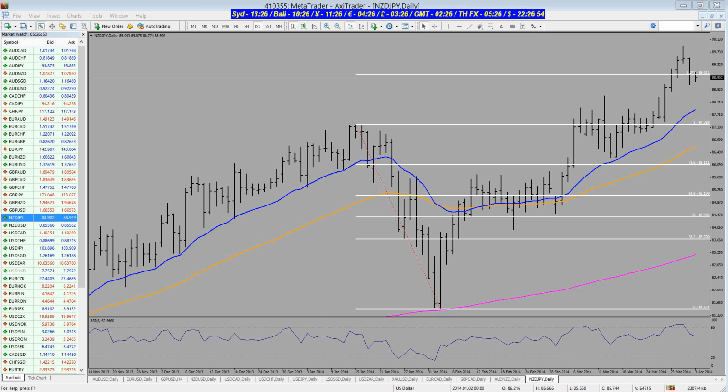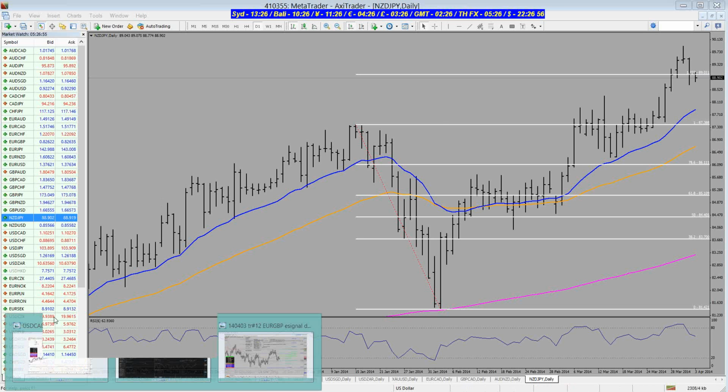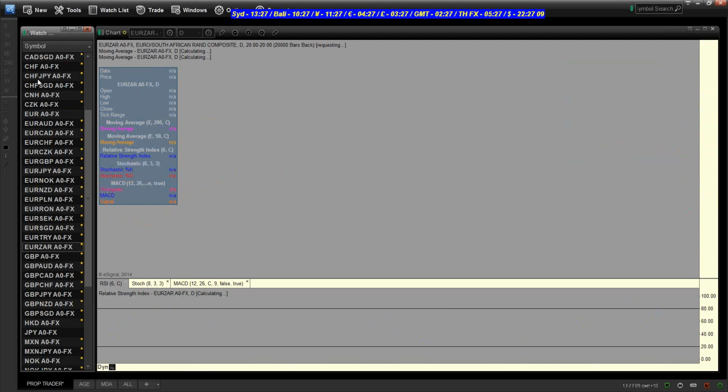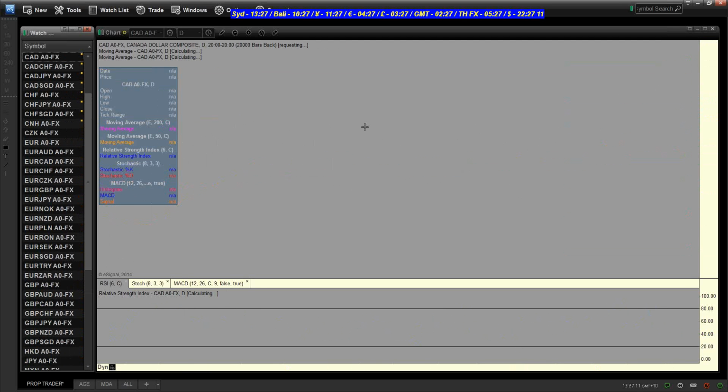CAD long. Yeah, look, it's in your zone. It's in the area to get long, but it's just not showing us any attempt by the buyers to step in and take this. Some news on it out tonight, which might change that situation.